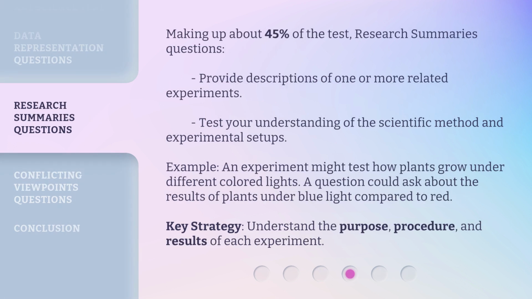Making up about 45% of the test, research summaries questions provide descriptions of one or more related experiments. They test your understanding of the scientific method and experimental setups. Example: an experiment might test how plants grow under different colored lights. A question could ask about the results of plants under blue light compared to red. Key strategy: understand the purpose, procedure, and results of each experiment.